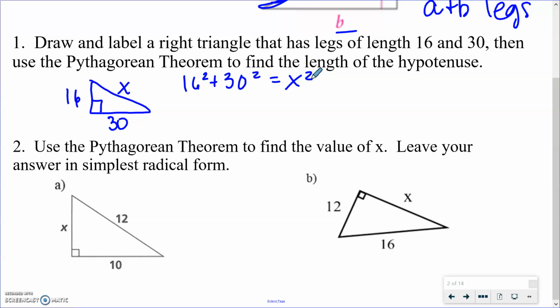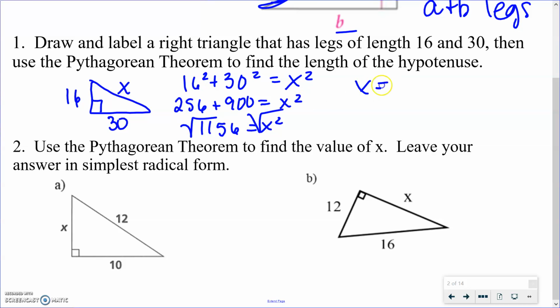If we square 16, we get 256, and if we square 30, we get 900, and then we get x squared here. If we add those together, we get 1,156 equals x squared. If we take the square root of both sides, we get that x is equal to 34. We don't have to put that in simplest radical form because it's a perfect square. And so the length of the hypotenuse is 34.